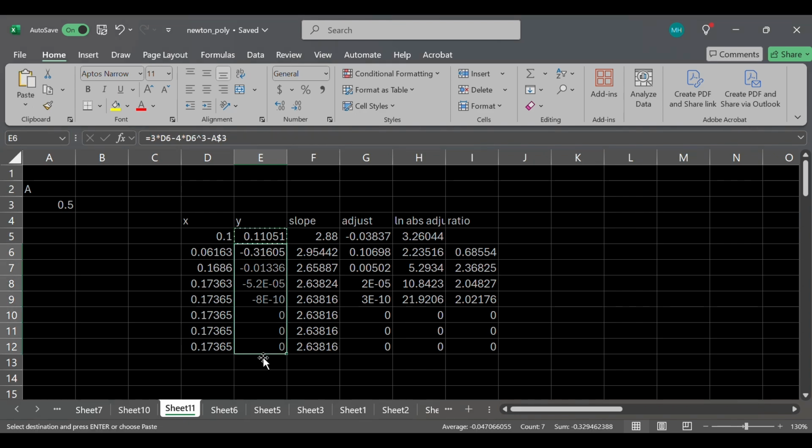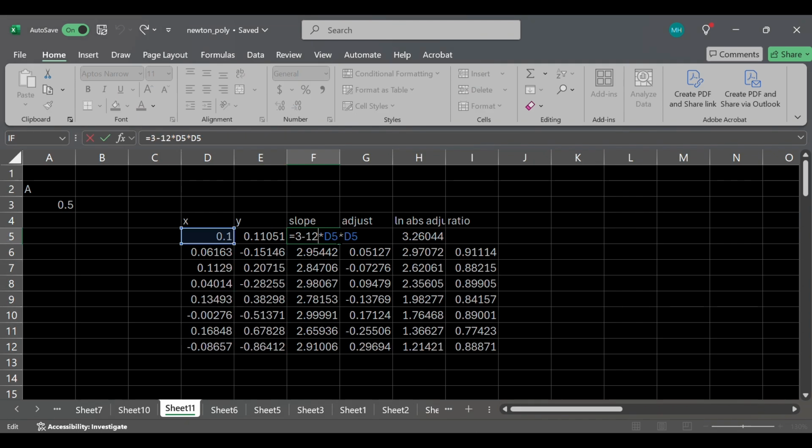In the slope term, this is 5 plus 20x plus 30x squared plus 20x cubed plus 5x to the fourth. Again, you have to be very careful that you type it in correctly. If you make a mistake, you'll know immediately because it won't converge to the right answer.